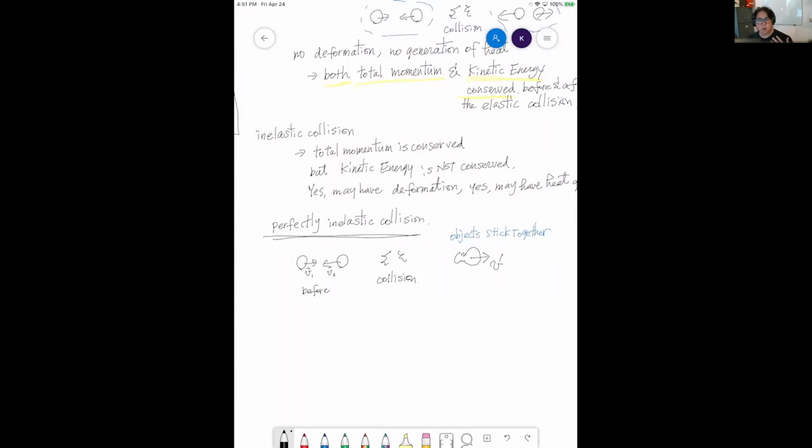Energy is used to deform the shape, generating heat, might be making a sound. You lose some kinetic energy during a collision. And in the case of a perfectly inelastic collision, a totally inelastic collision, not only do you lose the energy, you don't just change the shape, but you stick together. So two objects or three objects, after the collision they are smushed together and move as one. So that's called a perfectly inelastic collision.